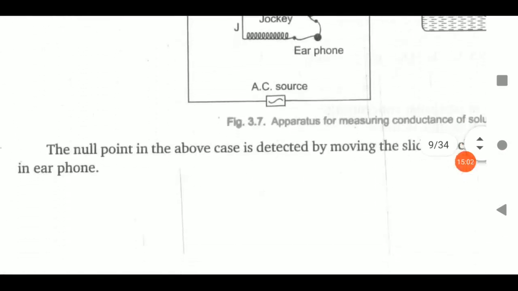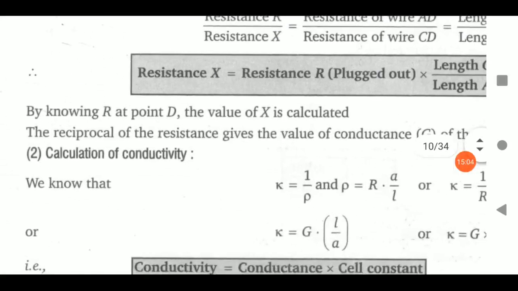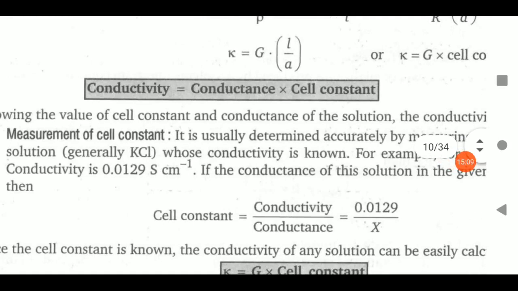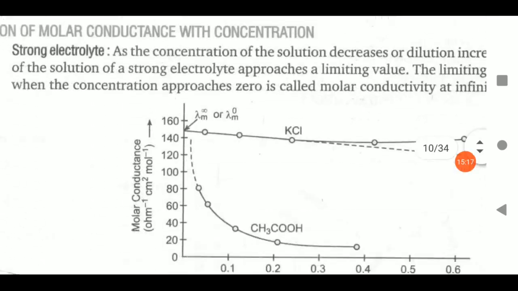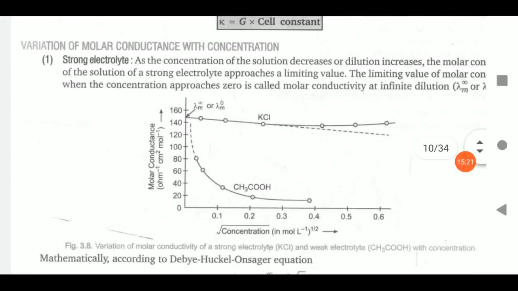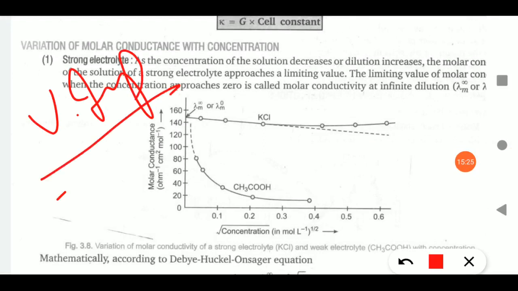So next time we will discuss the next topic, that is, the formula: conductivity is the conductance into cell constant. We will also discuss the variation of conductance with dilution, and this is very, very important. So tomorrow we will discuss this question. Goodbye.